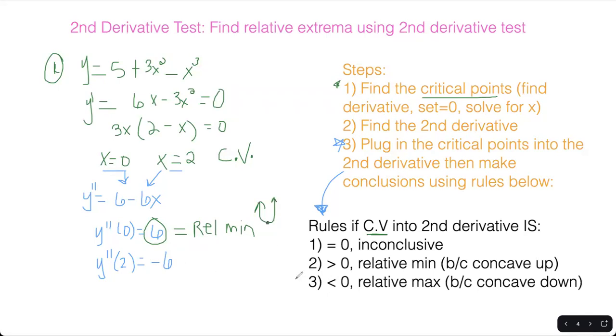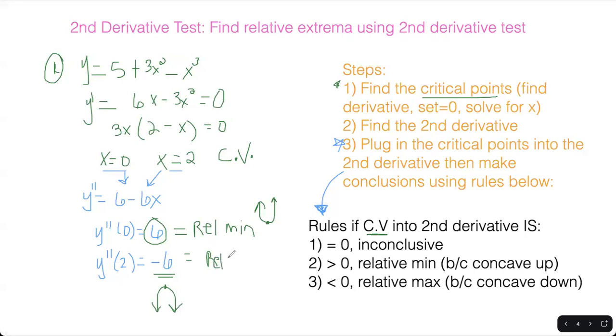And then the same thing happens here. If it's less than 0, which is this point, negative 6, that means, remember, the concavity is what the second derivative tells us. So the concavity is negative, which means the concavity is downwards, which gives us a maximum point at that particular value. So this would be a relative max.